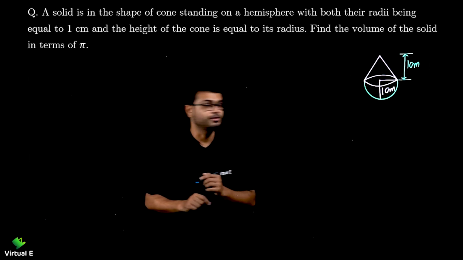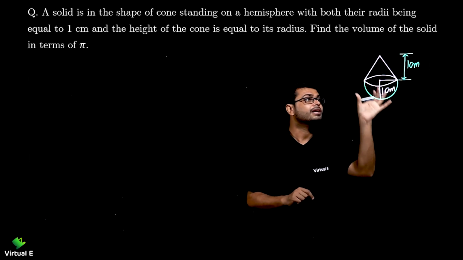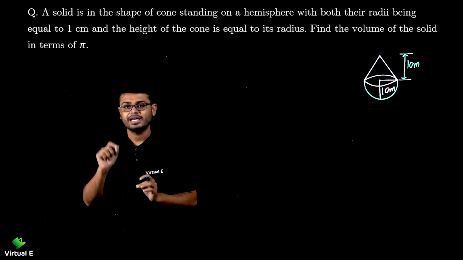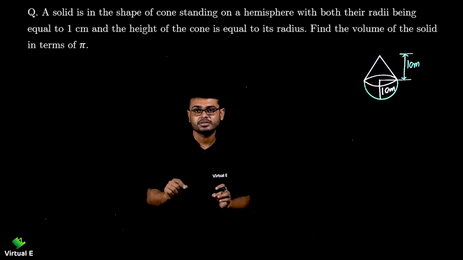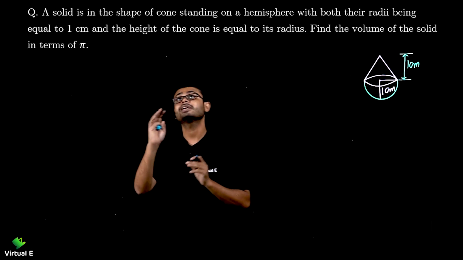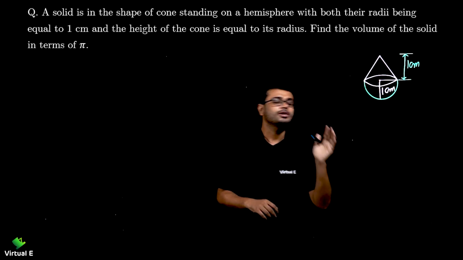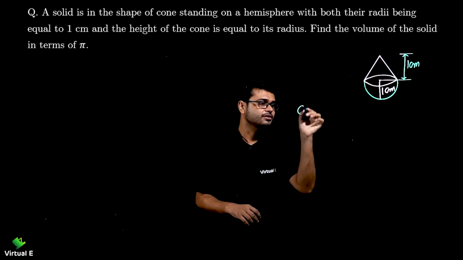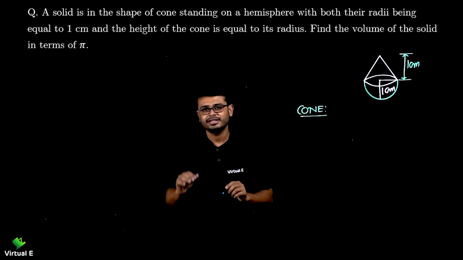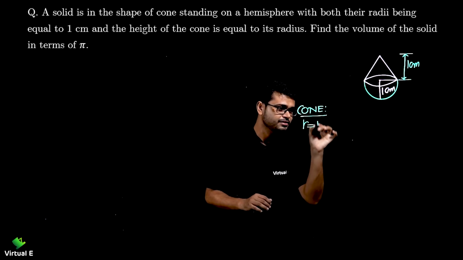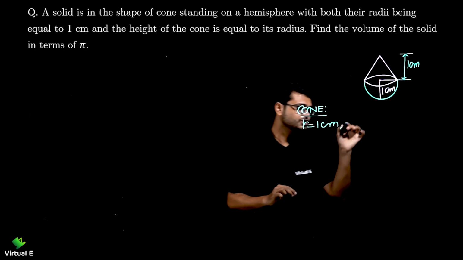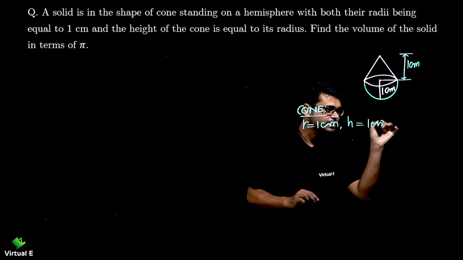So we need to find the volume for the hemisphere and for the cone in terms of pi. So we will keep pi as it is. We have discussed a few sums where we kept pi as it is. Here it is already instructed to keep pi as it is. So let's start with the cone first. Cone, C-O-N-E, simple. Now for the cone we need the radius, which is 1 centimeter, and it's given that the height is equal to the radius. So h is also 1 centimeter.